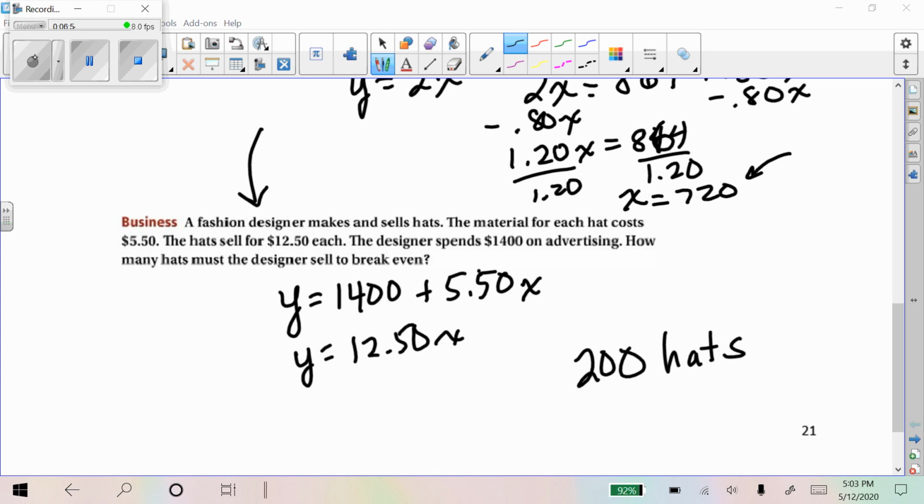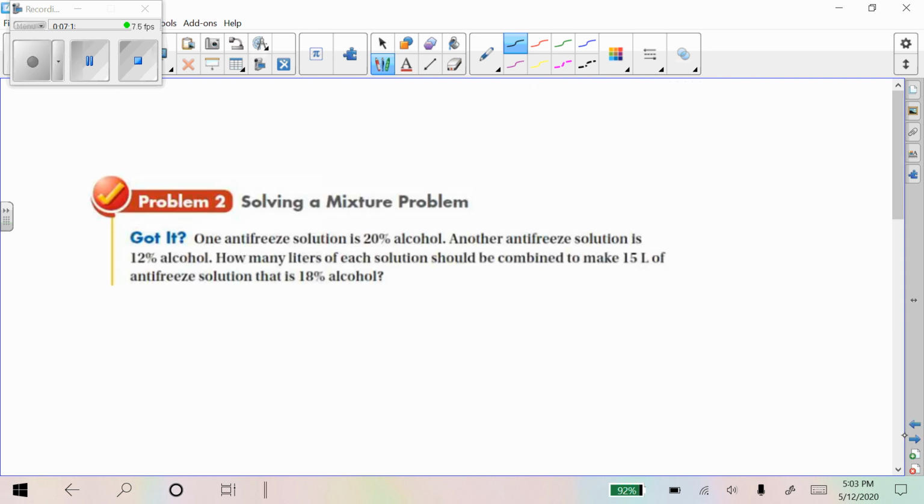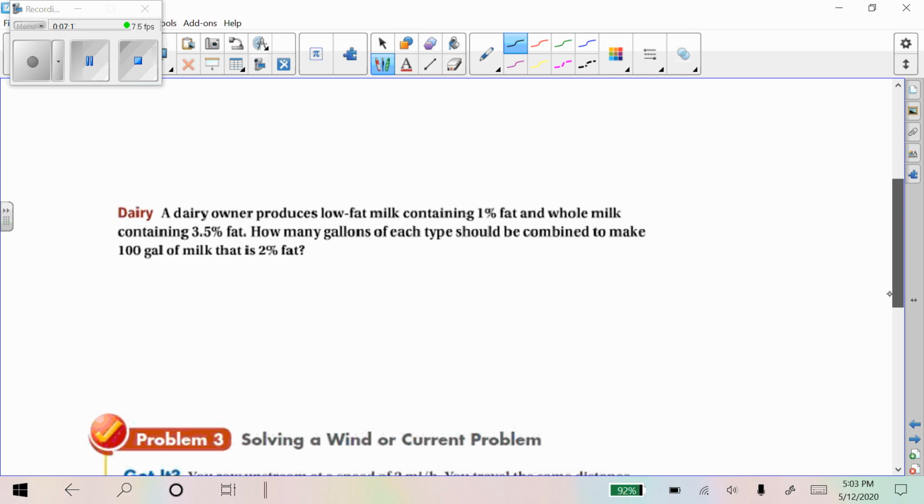So if you sell 200 hats, your cost will be the same as your income, and you'll break even. So if you sell over 200 hats, you'll start making money. Less than 200 hats, you will lose money. Okay. All right, we're going to save this for the next time.